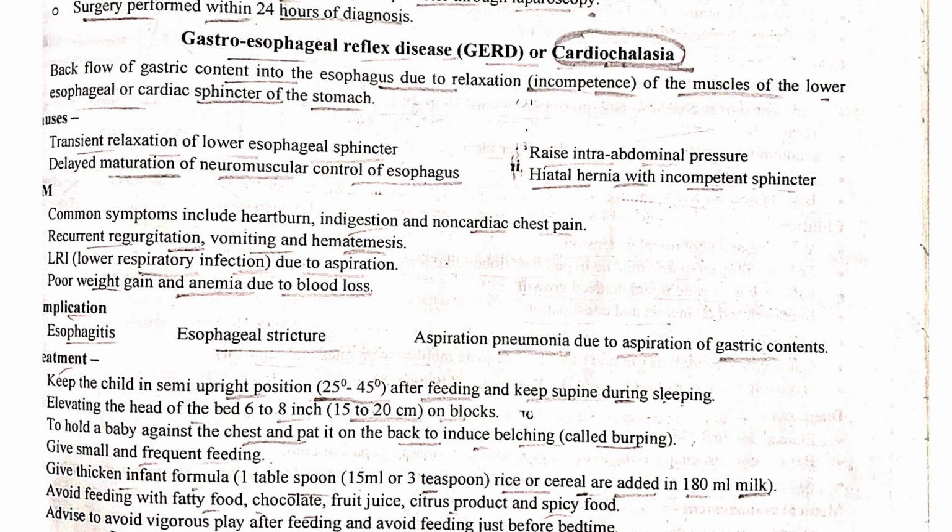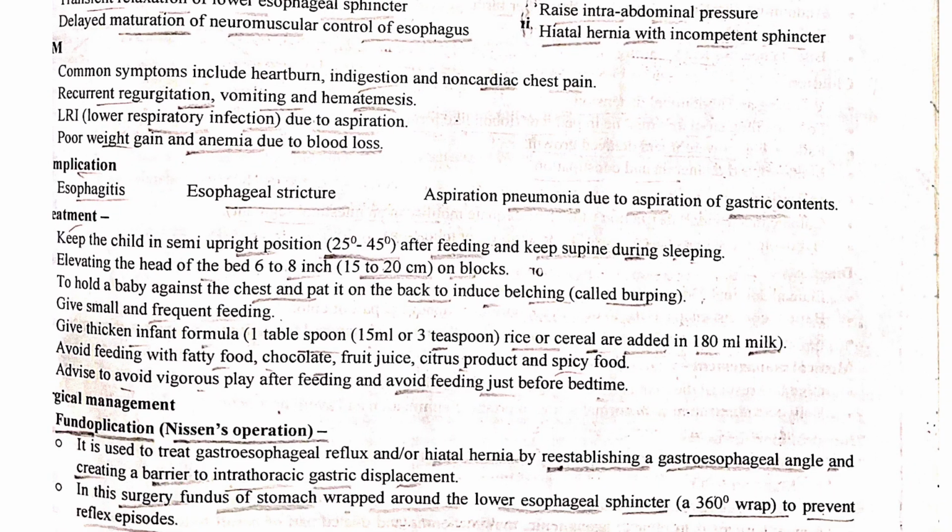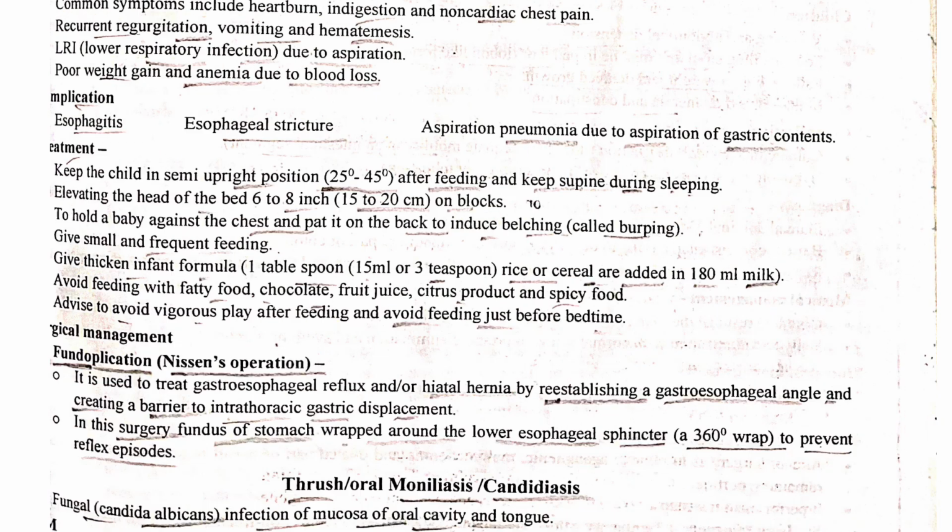Then signs and symptoms. Common symptoms include heartburn, indigestion, non-cardiac chest pain, recurrent regurgitation, vomiting, and hematemesis. Lower respiratory tract infection due to aspiration, poor weight gain, and anemia due to blood loss. Complications: esophagitis, esophageal stricture, aspiration pneumonia due to aspiration of gastric contents.